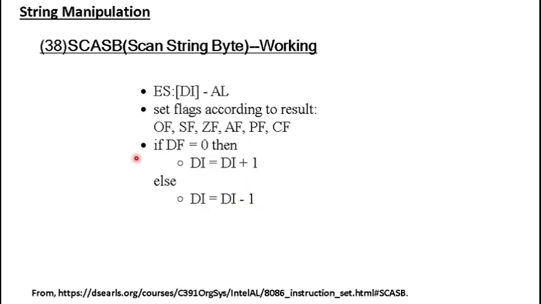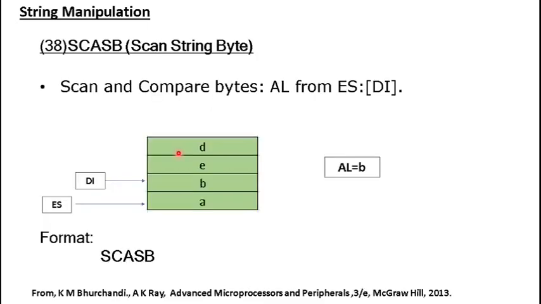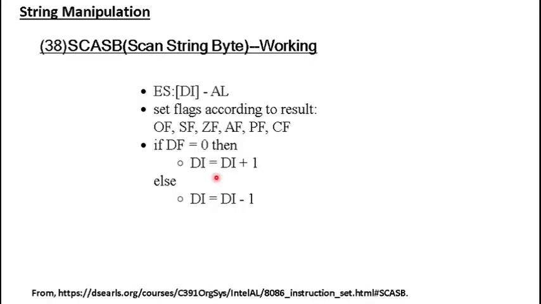The direction of incrementing or decrementing DI is determined by the direction flag, as in the case of most string instructions. If the direction flag is 0, DI will be incremented towards the higher address range, so that the entire string may be covered in the forward direction. Likewise in the other case, DI will be decremented.